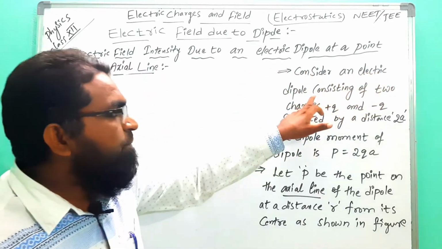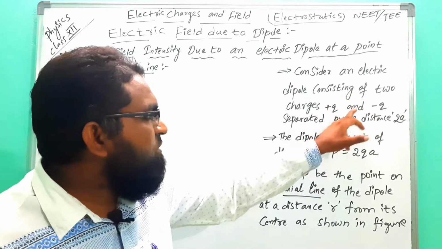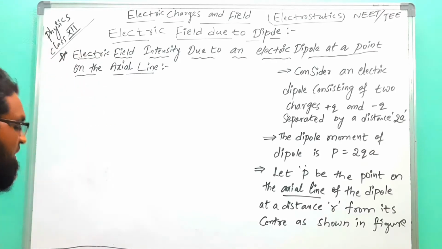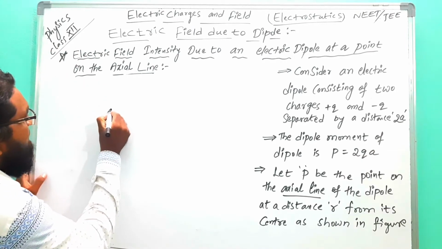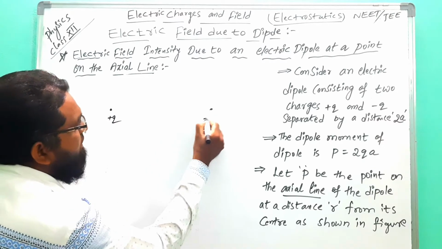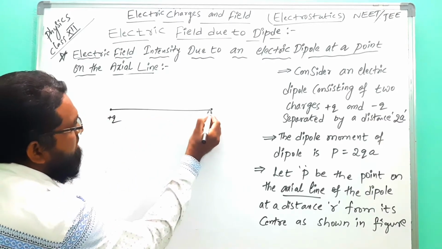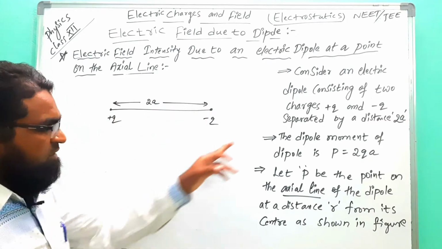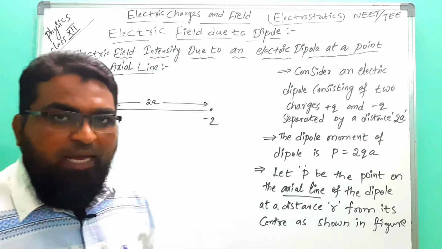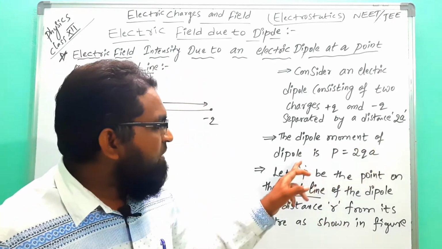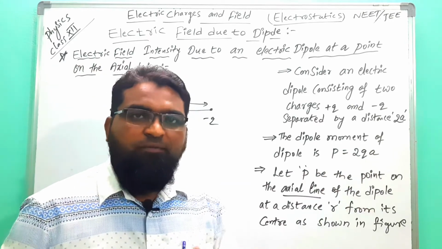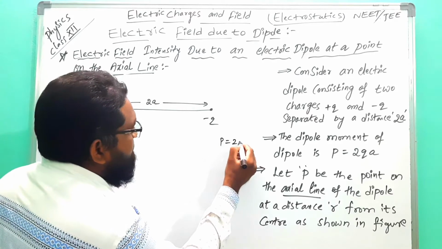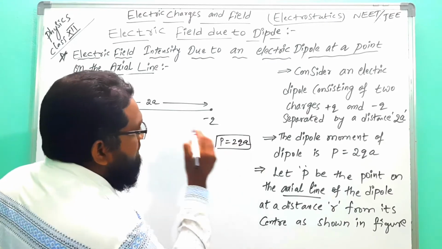Consider an electric dipole consisting of two charges plus q and minus q separated by a distance 2a. I am writing the first diagram here. See, this is the positive charge and this is the negative charge. Both have a distance between them of 2a. So the first concept is related to the distance 2a, and this is clear. The dipole moment of a dipole is p equals 2qa, from the dipole definition. This is the dipole moment.